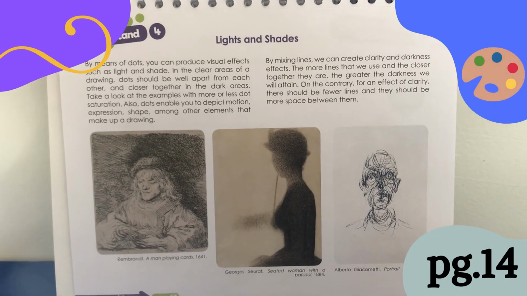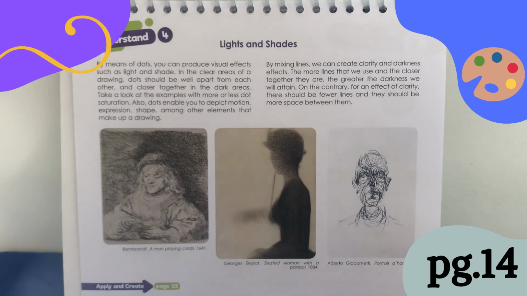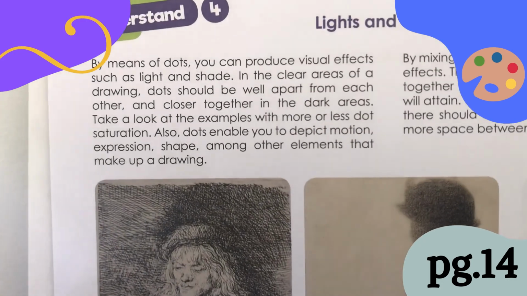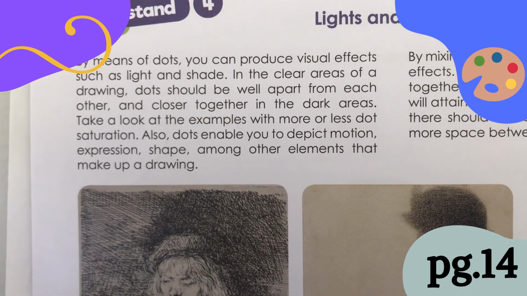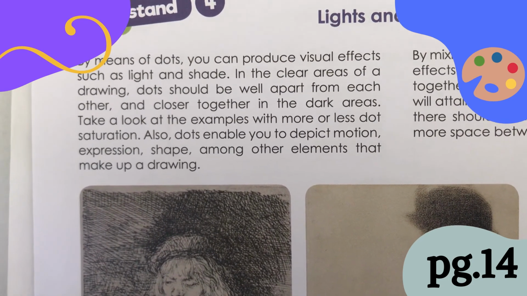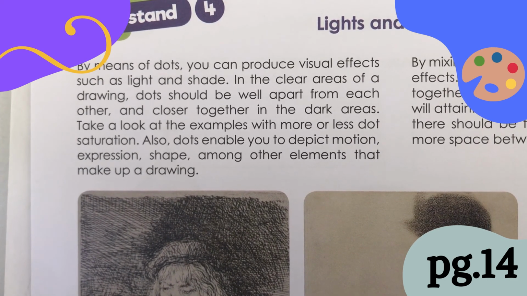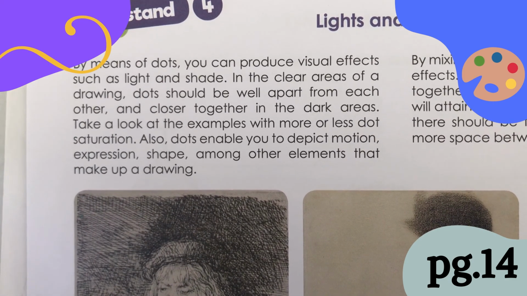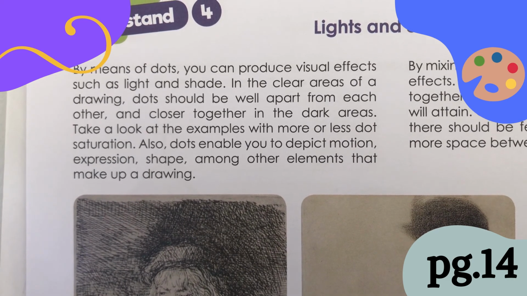On page 14, we are going to see lights and shades. By means of dots, you can produce visual effects such as light and shade. In the clear areas of a drawing, dots should be well apart from each other and closer together in the dark areas. Take a look at the examples with more or less dot saturation.